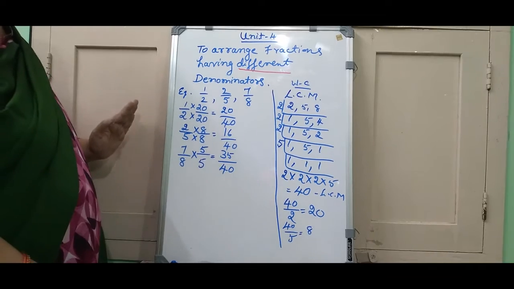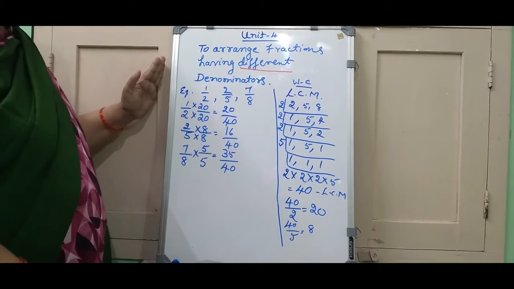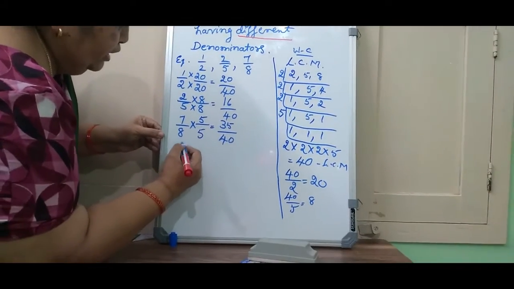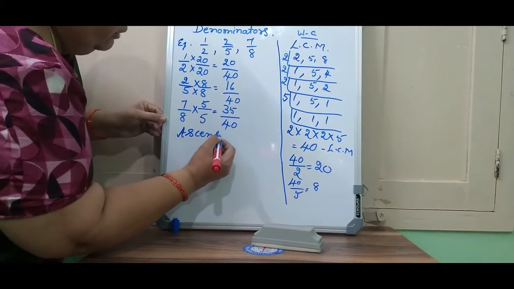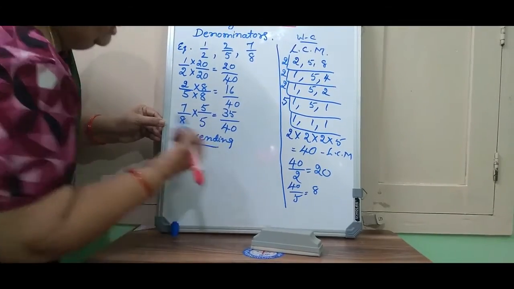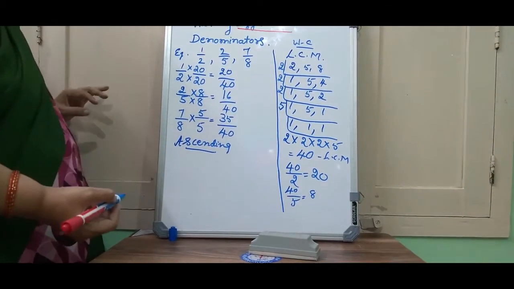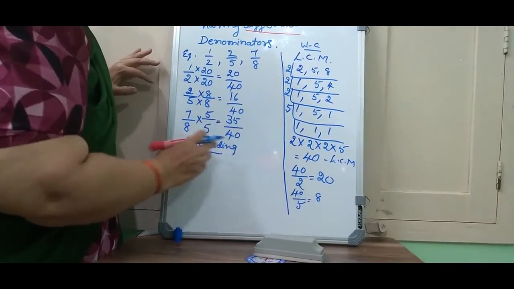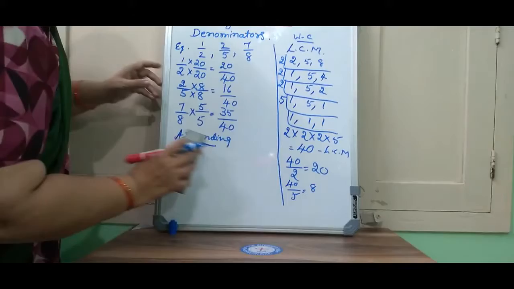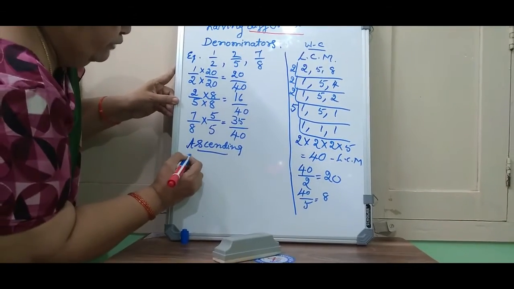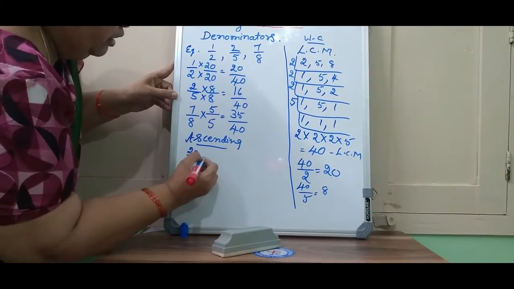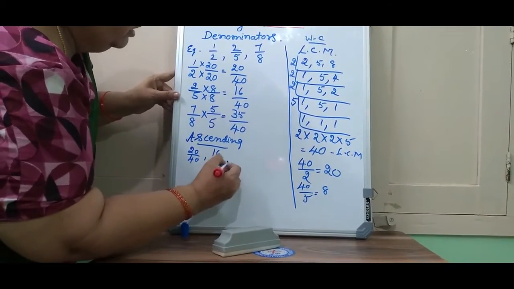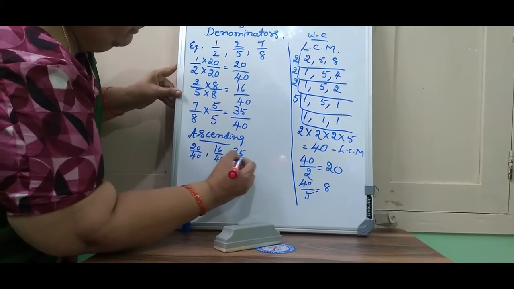Now it is easy for us to arrange the fractions in the ascending order as well as the descending order. I will write the ascending order. Here you can compare this, or else, if you get confused, you can write it like this in one step also. 20 by 40 first, then 16 by 40, then 35 by 40.